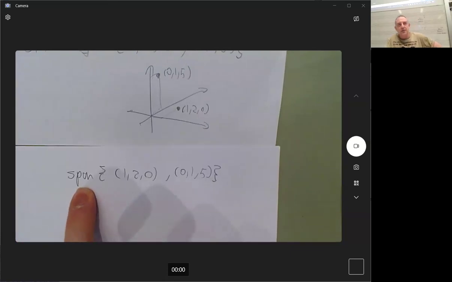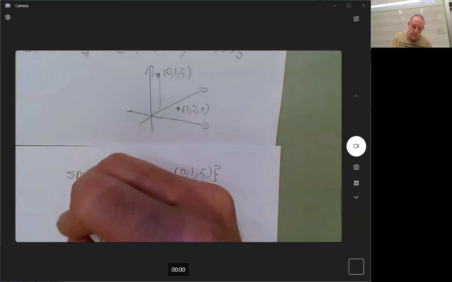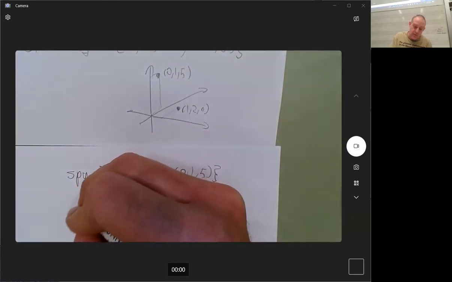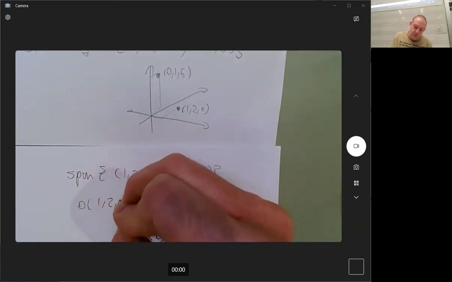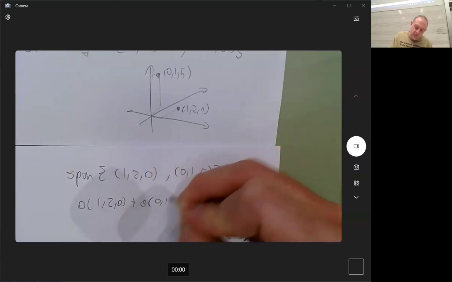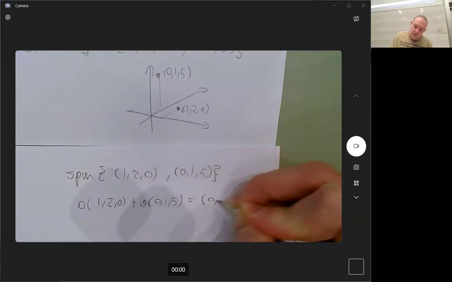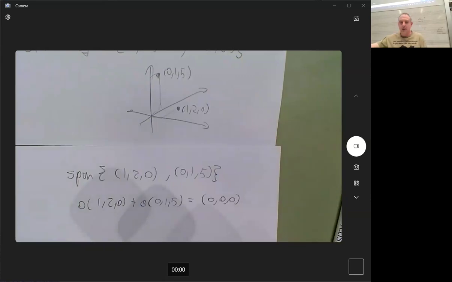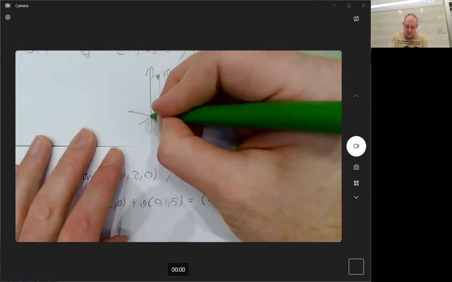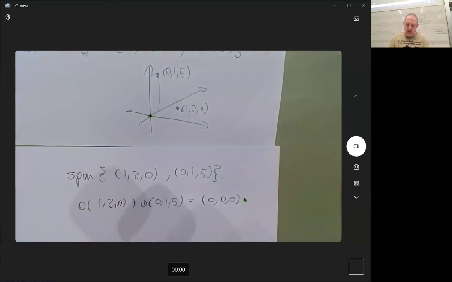So when I do this, putting a span in front of this is doing the action of finding all possible combinations of these 2 vectors and coloring them all in as dots. So 0 of 1, 2, 0 plus 0 of 0, 1, 5 is 0, 0, 0. So I'll color that one in. That's this dot here. It's going to be in green.